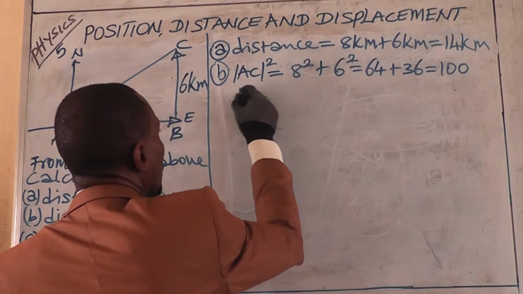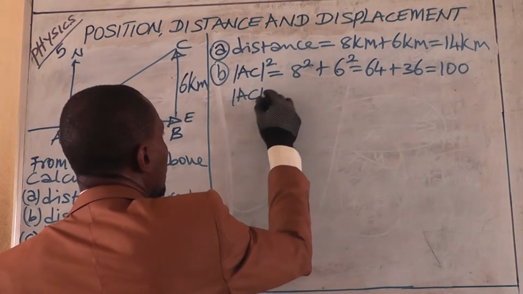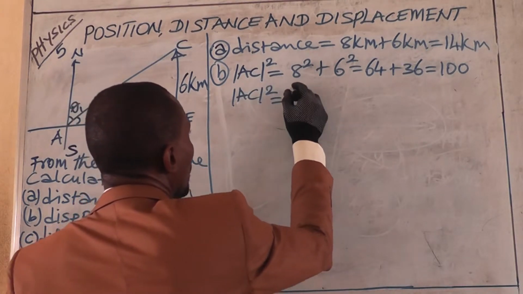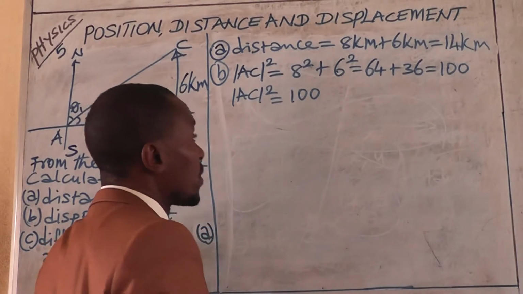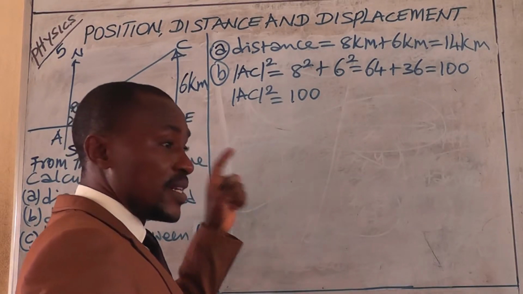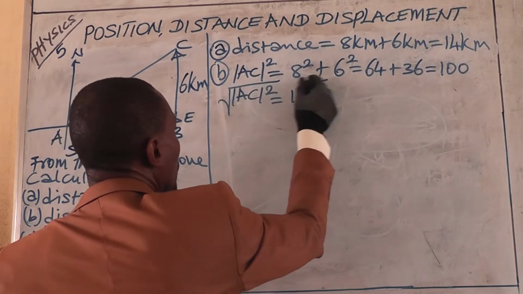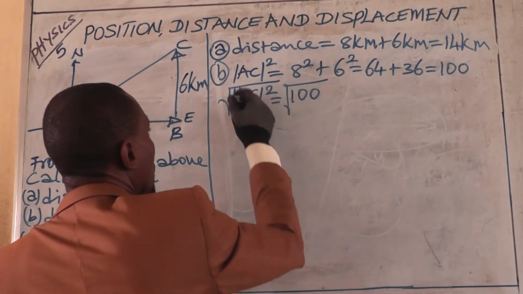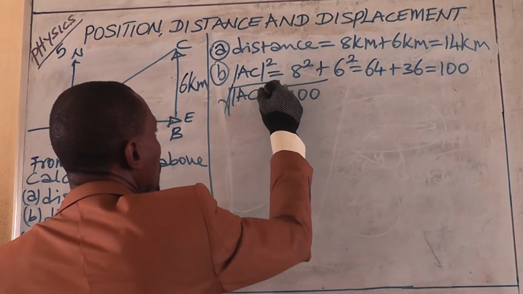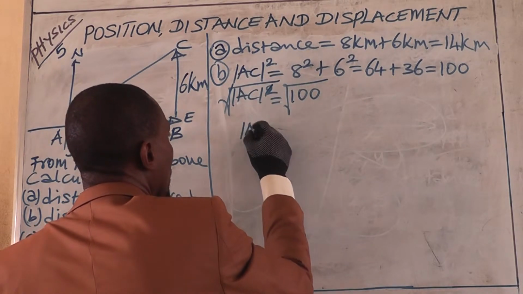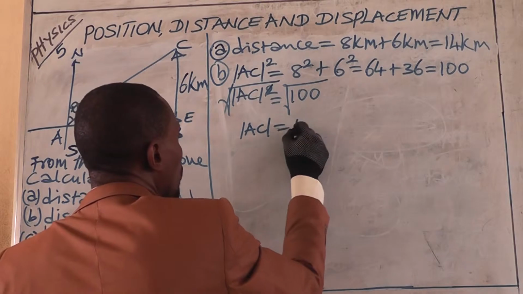Now we'll have line AC squared is equal to 100. I'm looking for AC, line AC, which is the displacement, not AC squared. So I take the square root of both sides in order to counter this square here. So this square root counters this square, and I have line AC is equal to 10.